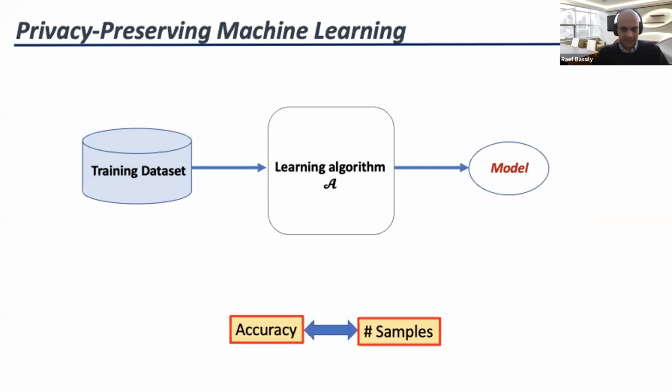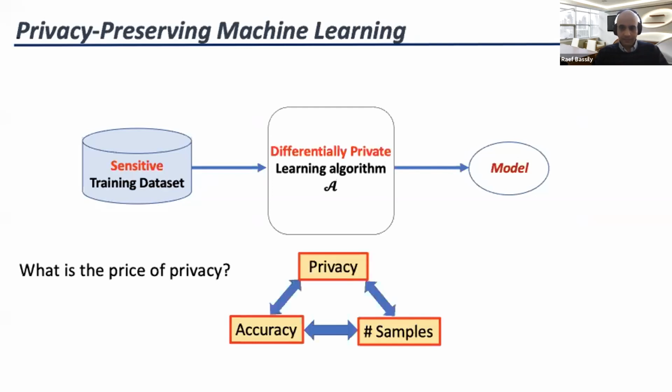Classically, without any privacy constraints, one of the most fundamental questions in machine learning is concerned with understanding and characterizing the trade-off between the number of samples in the input data set and the prediction accuracy of the output model. In privacy-preserving machine learning, we add a new dimension to this trade-off. Here, our fundamental goal is to design differentially private learning algorithms that achieve the optimal trade-off between privacy, accuracy, and the number of samples.